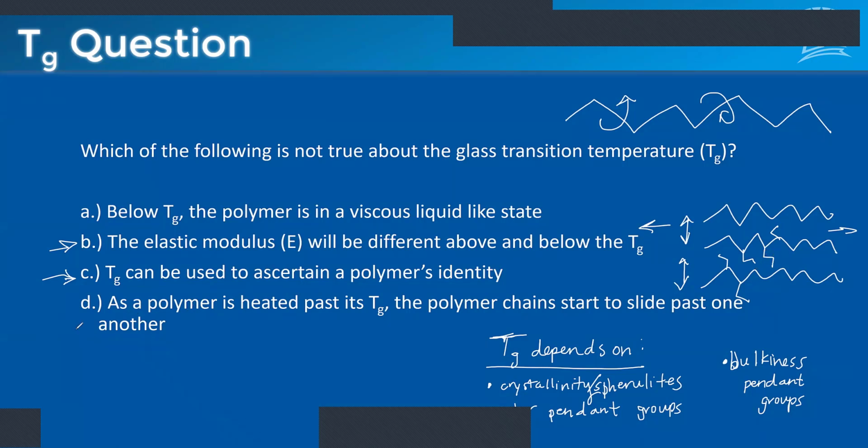Okay, so let's see here. Going back to the question, spending a little bit more time on this one because there was some confusion about the answer. So as the polymer is heated past its glass transition temperature, the polymer chains start to slide past one another. Yeah, D is actually kind of the definition of what the glass transition temperature is. At the Tg, we start to see rotation around the carbon-carbon bonds in the backbone, or maybe this is an oxygen.